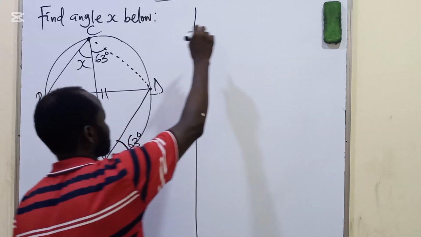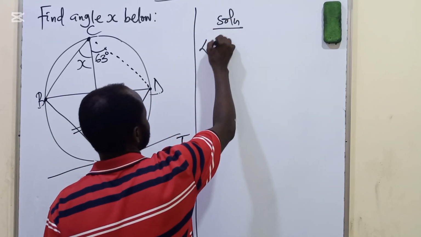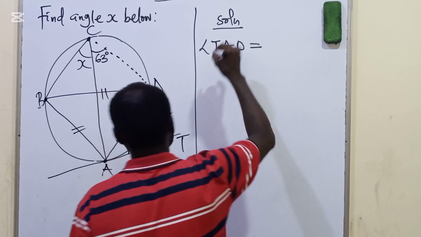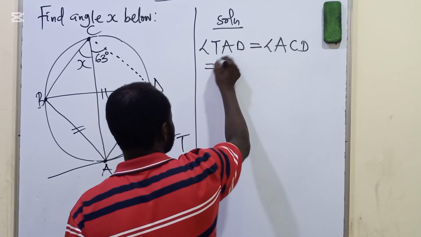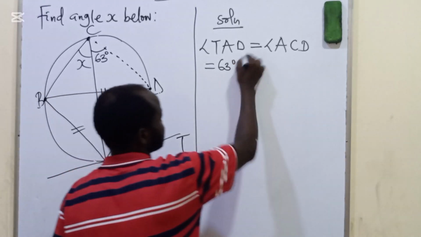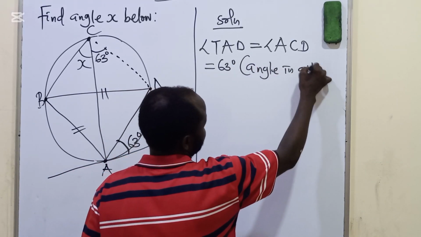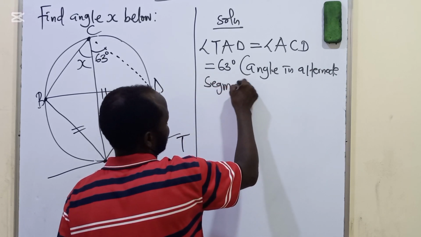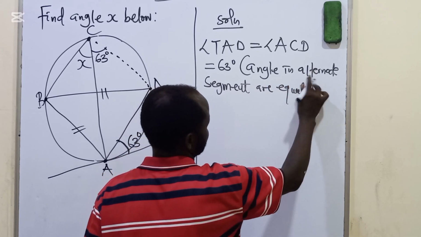In other words, let's write down the solution now. I can say angle TAD will be the same as angle ACD, which is 63. The reason is angles in alternate segments are equal. So this is the reason.